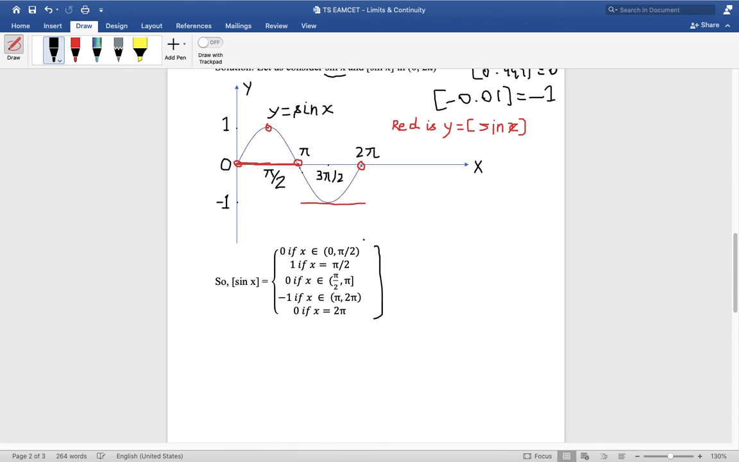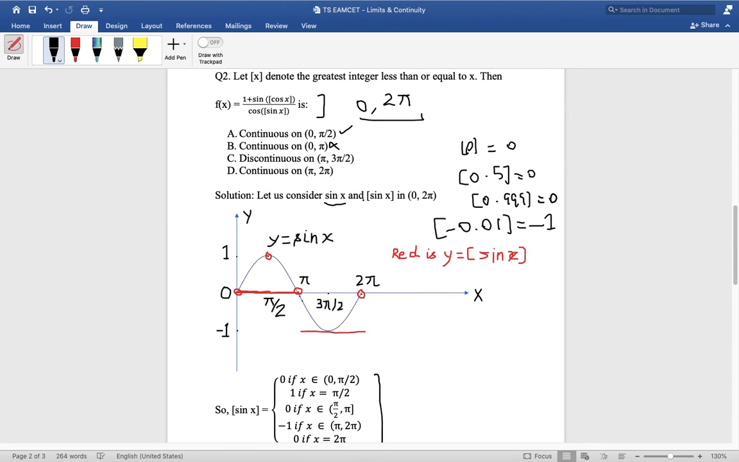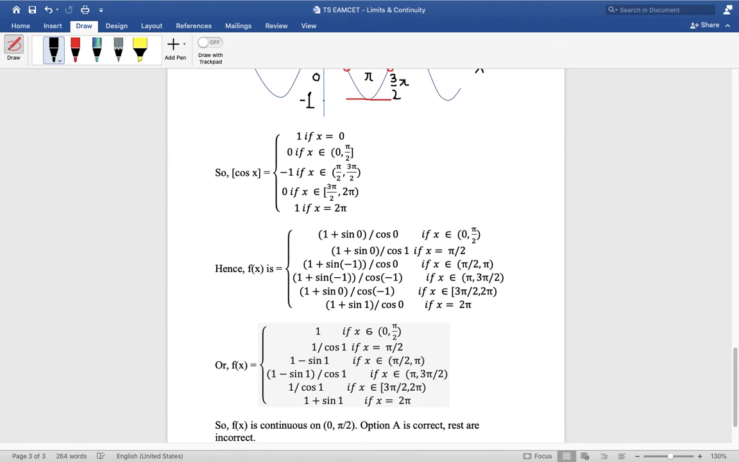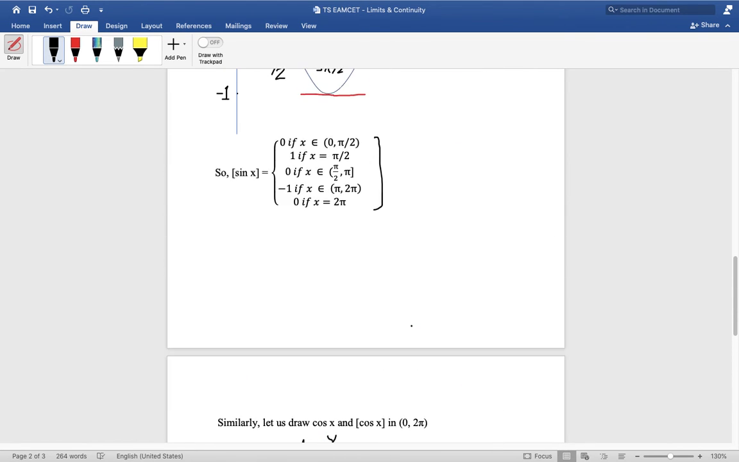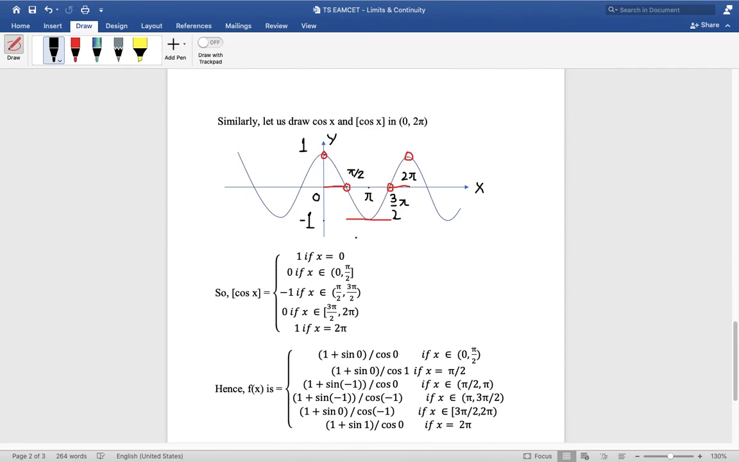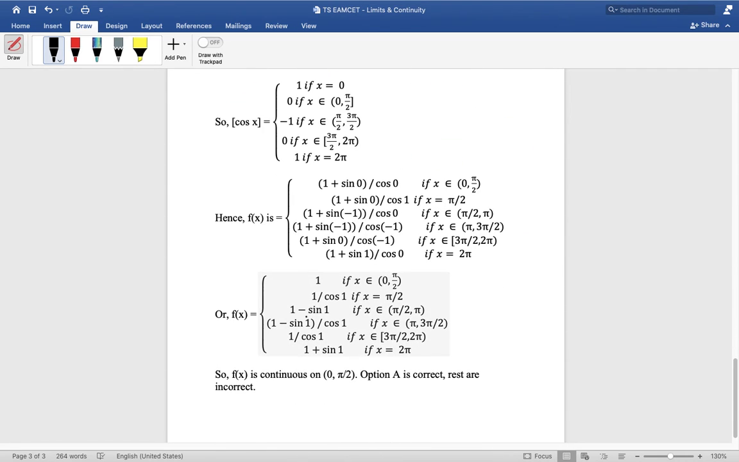But continuous on 0 to pi by 2? Yes. So I know that the option A is correct because I have already defined it in 0 to pi by 2, which is 1. So I already know the correct answer. But let us also examine pi to 2 pi as well, right? So let us continue further. I put the values when you go from pi by 2 to pi.